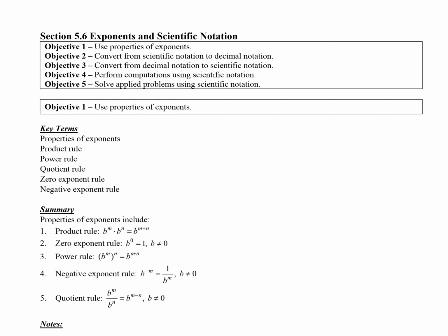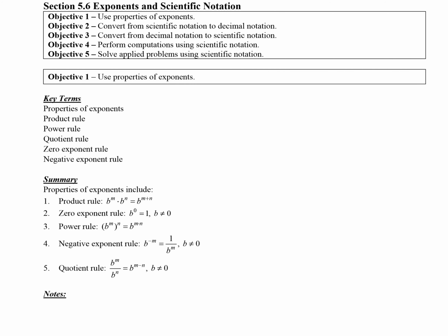Welcome to 5.6. This is about exponents and scientific notation. Exponential properties are very important because when you're looking at problems like 2 to the third power and another one, let's say 2 to the fourth power, and I want to know, is there an easy way to multiply these two? These were situations where the properties of exponents might come in handy.